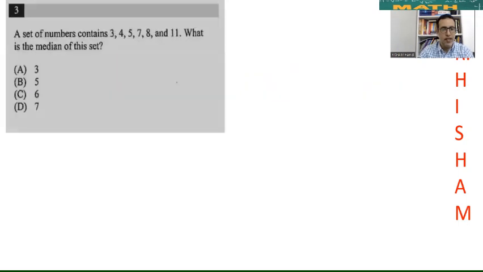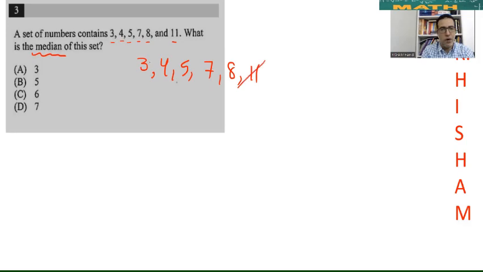Let's go to the third example. I have the values 3, 4, 5, 7, 8, and 11, and lucky me, they are already arranged. I wanted to find the median.